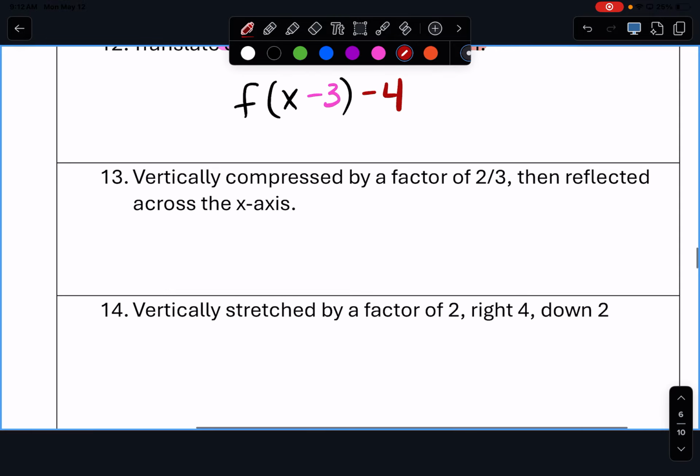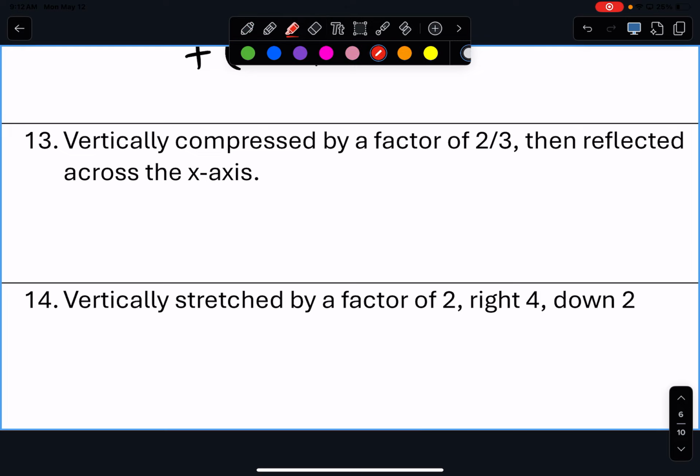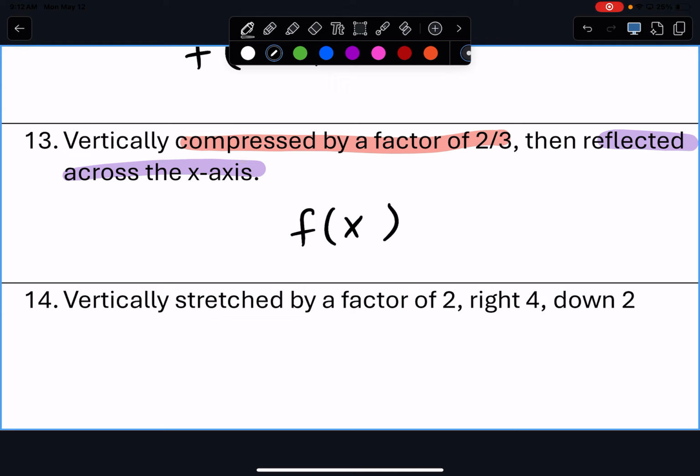All right, then we also have two transformations happening for number 13. It is getting vertically compressed by a factor of 2/3, and it is also getting reflected across the x-axis. So I know I'm going to have f of x in there, but what else is happening? -2/3. The negative causes it to reflect, and the 2/3 causes it to compress. And then the function is just whatever the function is. We're doing it in this general form because if we know how to do it in the general form, we can literally put it with any possible function ever and do it that way.